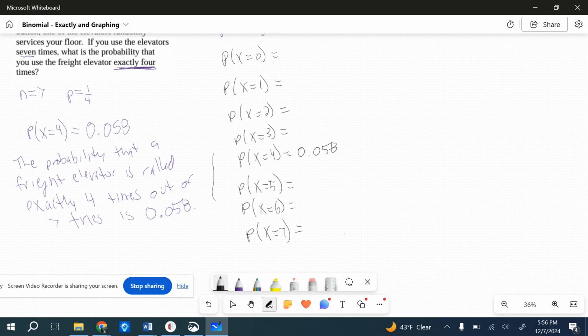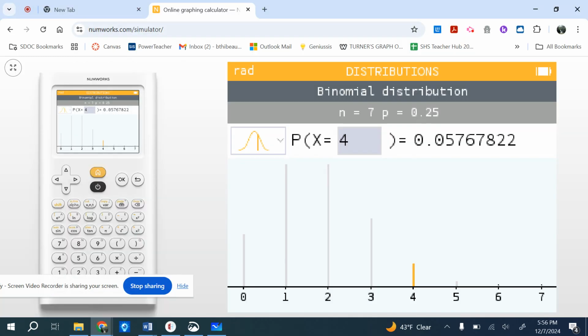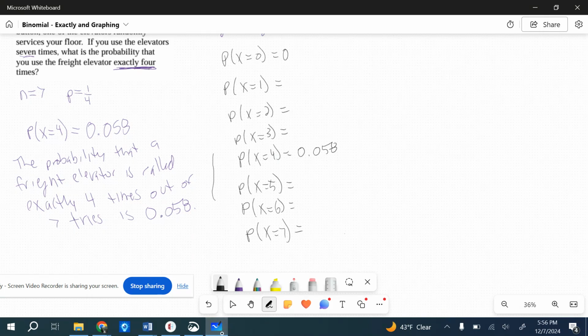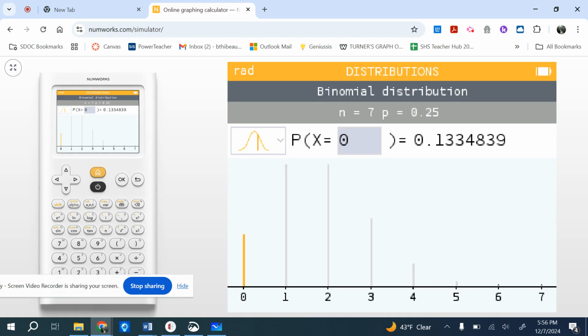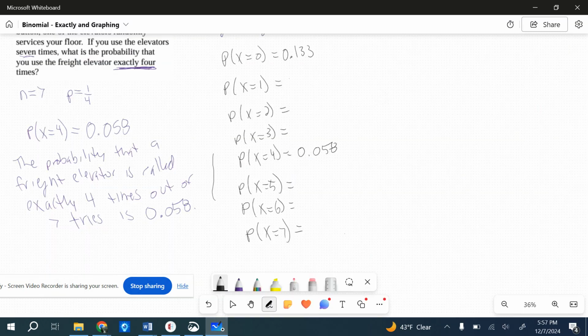And then I would come back to my calculator, and now I just change my X values. So if I change it to 0, I got 0.133. So then I come over here and I point this is 0.133. And then I go back to my calculator and I change it to x equals 1. And then I get 0.311. And then you do that for all of my different x values. So instead of doing that right now on this screen, I'm just going to write down the numbers.